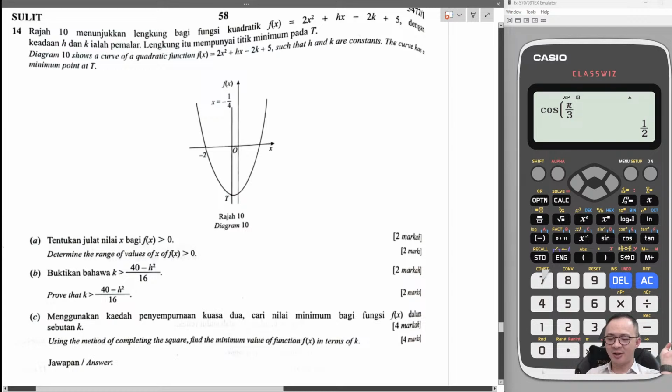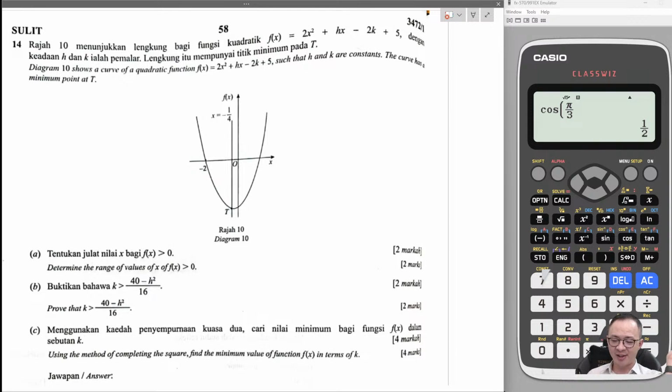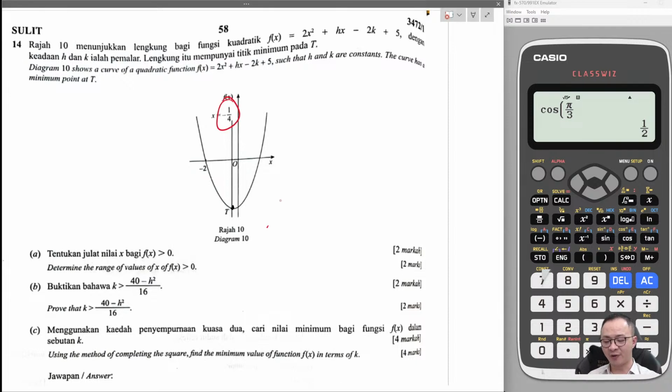But anyways, yeah, let's continue. 14. We see a quadratic here. H and K are constants, okay. The curve has the minimum point at T, okay. So at least we know some coordinate of the minimum point because they have the negative 1 over 4, right? So the x coordinate of T is negative 1 over 4. The y coordinate we do not know yet.